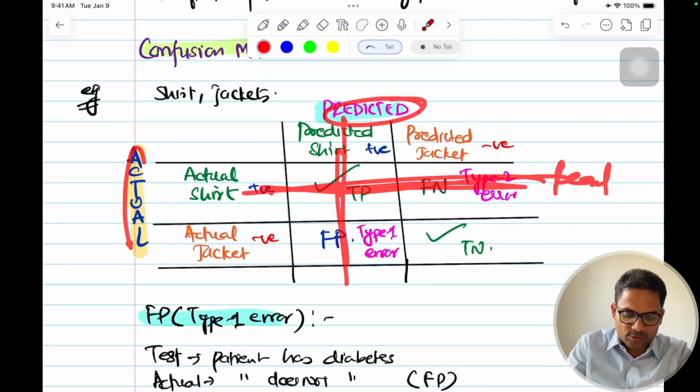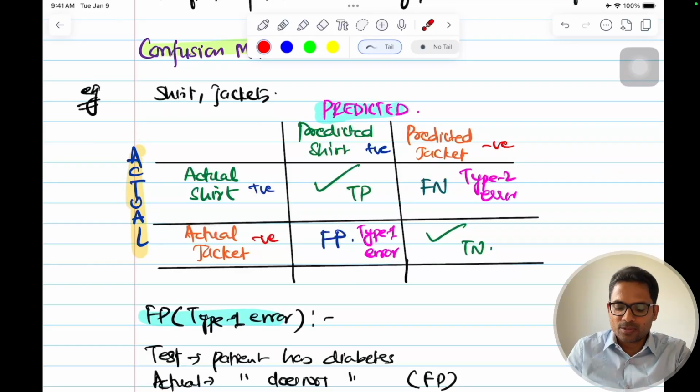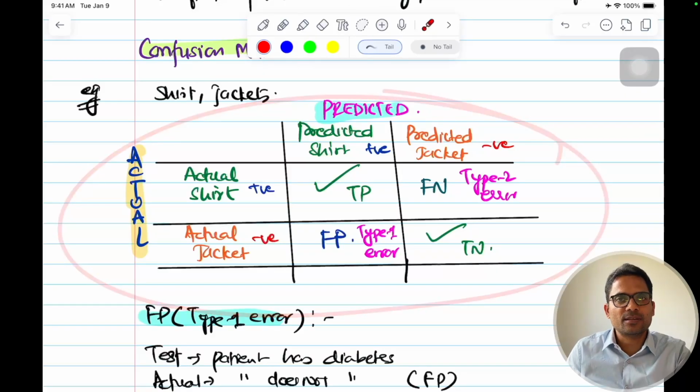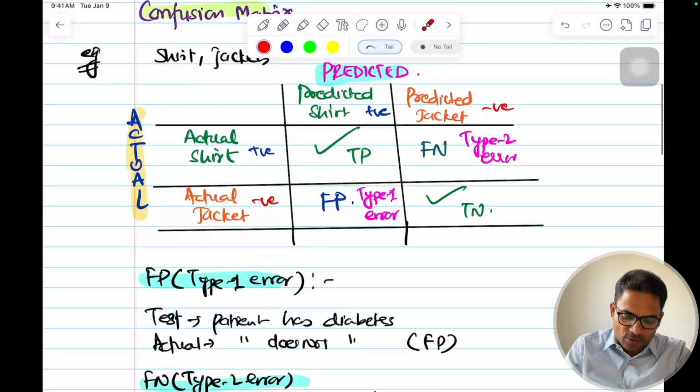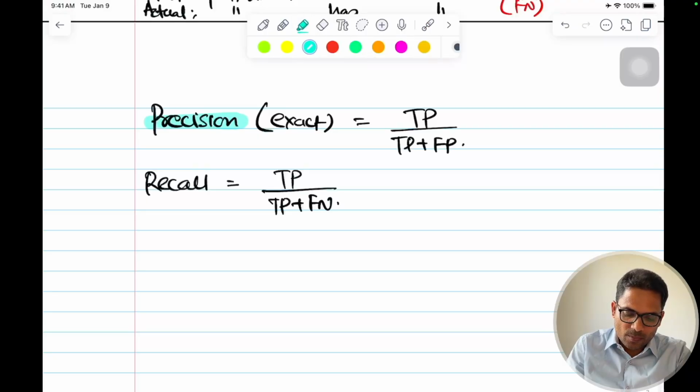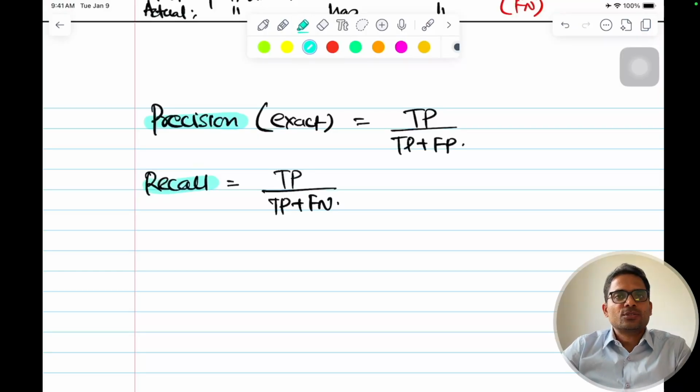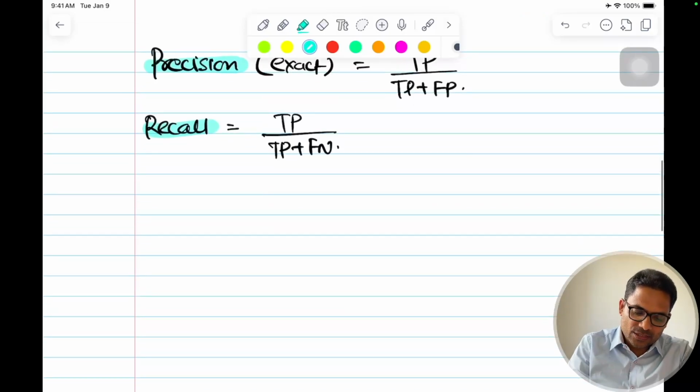If predicted is here and actual is here. Just a shortcut to remember, but you can just plot it, and if the concepts are clear, you will figure it out. I hope recall is clear. This is your recall. So if precision and recall are clear, then we will move to the next topic.